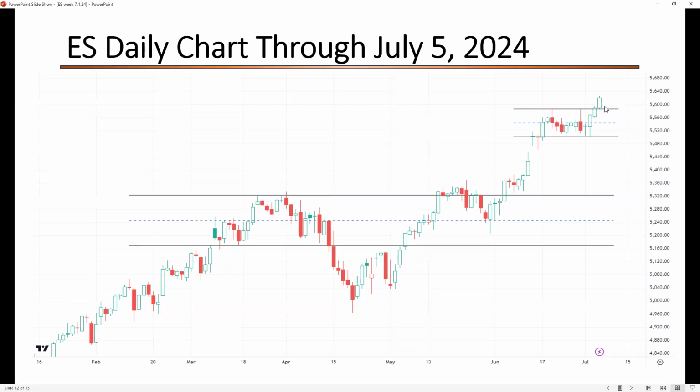the 55.80 area. 55.85 is what we want to see it break first, and after that it may come down to test the 55.10 area again. We really want to see it break the 55.10 area before we can see more downside.